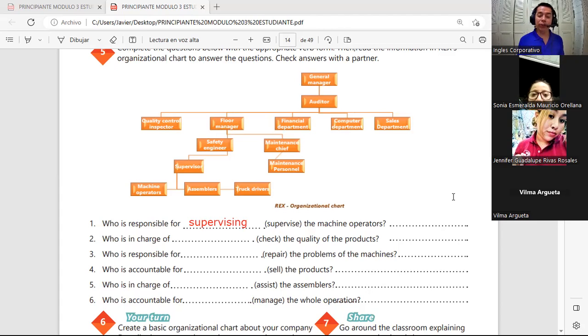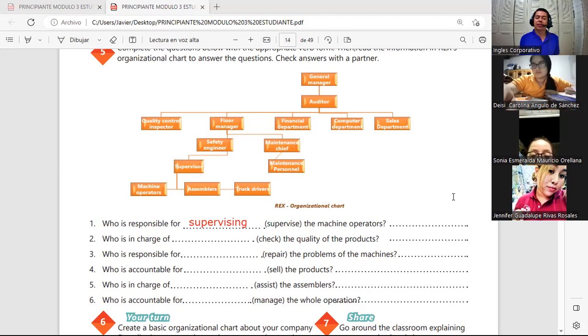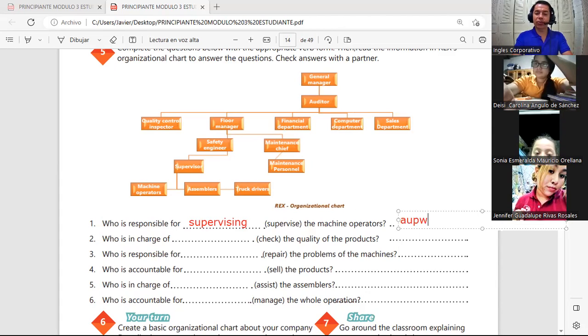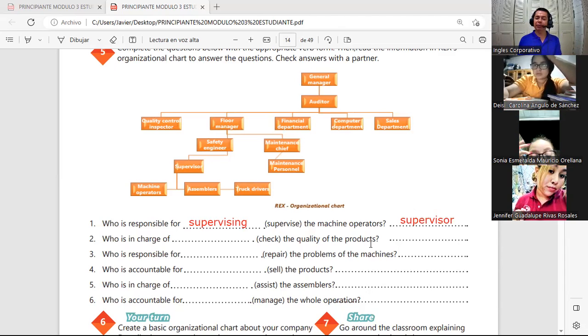Okay. Now let's continue, right? Who is responsible? In other words, who is the manager of the machine operators? Who is the manager? This is our organizational chart of Rex, the company, right? So who is in charge? Or who is the boss? Or who is the manager of the machine operators? Supervisor. Yeah. Totally right. The supervisor, yes, correct.